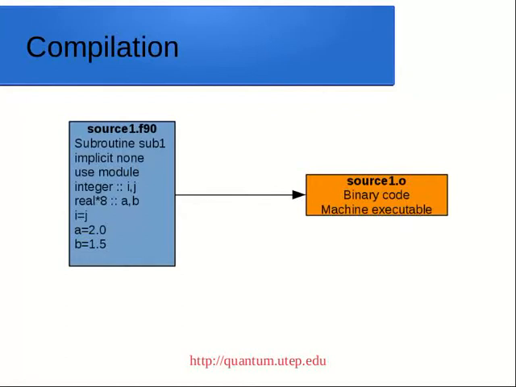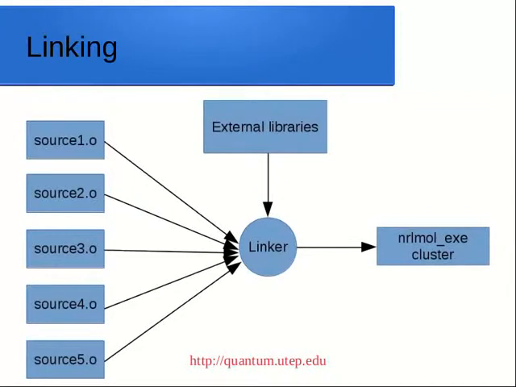Now, compilation. The compilation of the source code means that for every Fortran file, you define the subroutine name, you define integers or reals, different types of variables, then you do operations with them. They are converted into binary code, which is now machine executable. That works fine if it's only a single source code, but when you have several source codes, you have to put them all together in a process called linking.